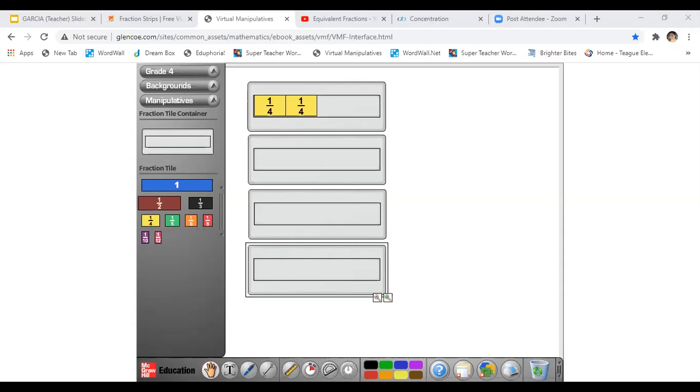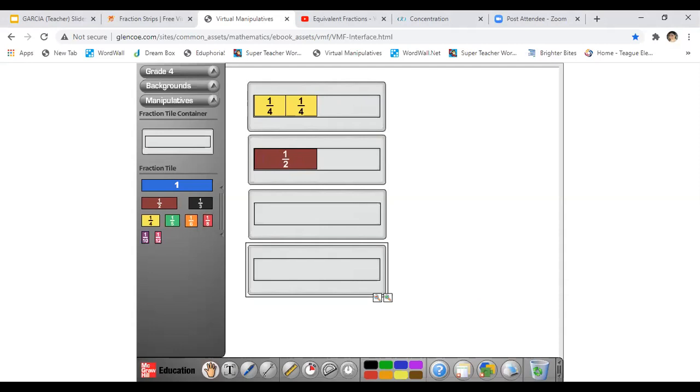Did anyone pick a half? Yes, because 1/2 is equivalent to 2/4. If I was to put a half right here, it would fill it up perfectly. So that's why they're equivalent. Let's think of another one. Can you think of another one?